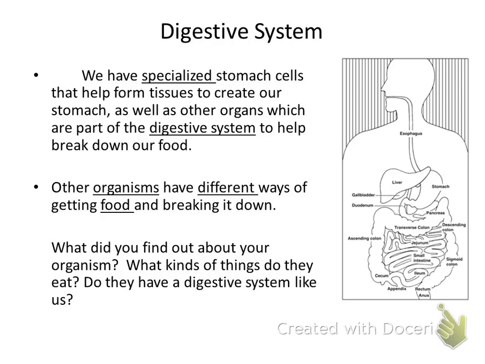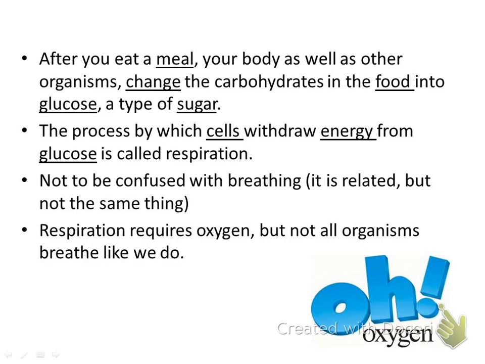I'm just going to pause this first. So here's the idea behind it, right? So after you eat a meal, or any organism eats a meal, your body, as well as the other organisms, change the carbohydrates that are in your food into glucose, a type of sugar. All right, so anytime you guys are eating carbohydrates or any of your foods, it's all being broken down into these simple sugars. How many of you guys have ever had kind of like a pasta night or something before a big sports team day that you're going to have a big game the next day?